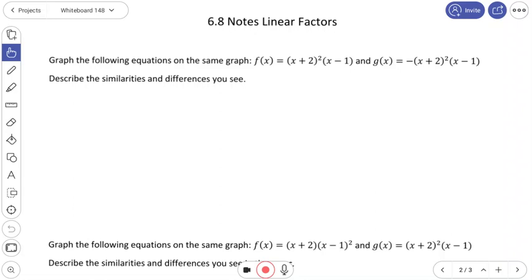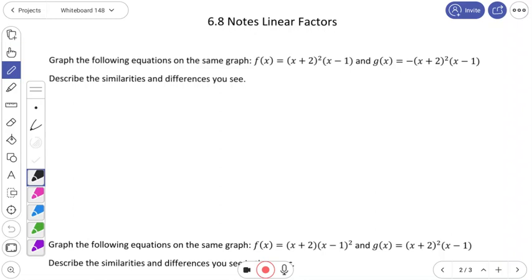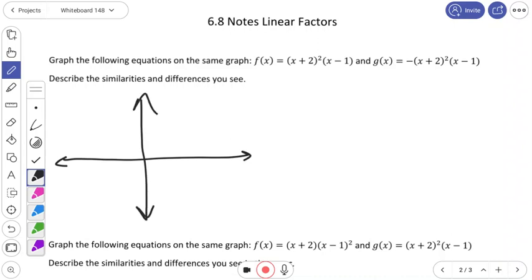So I would like for you guys to graph the following equations on the same graph. We have f of x equals (x + 2) squared times (x - 1), and g of x equals negative (x + 2) squared times (x - 1). And I want you to describe the similarities and differences that you see. You can either use your own graphing calculator, you can use the classroom graphing calculator, or you can always get online with Desmos and use Desmos.